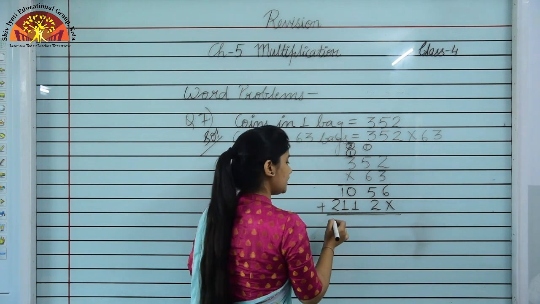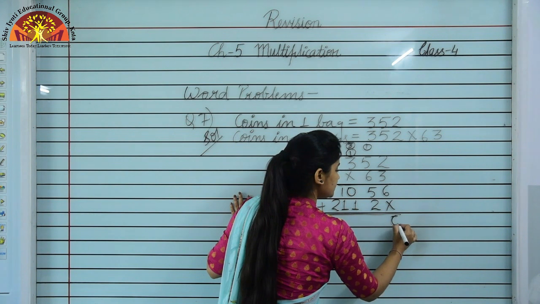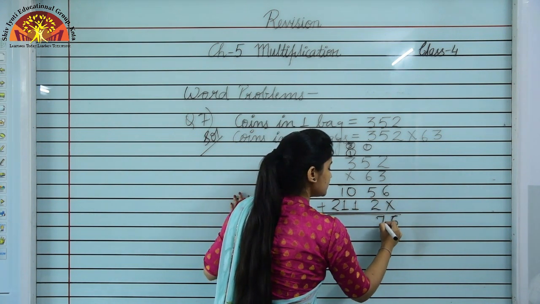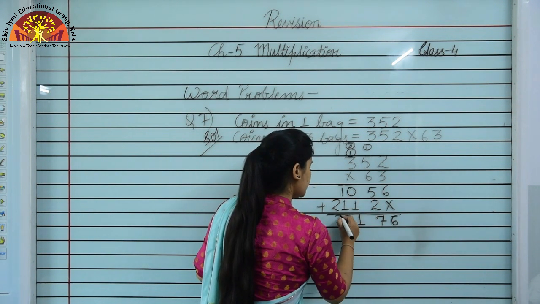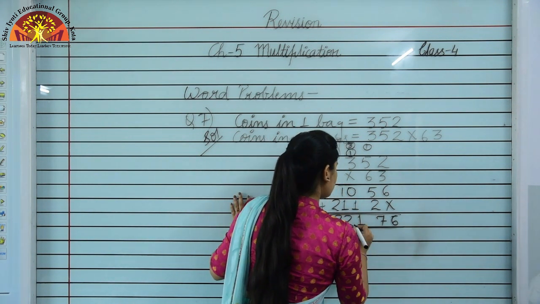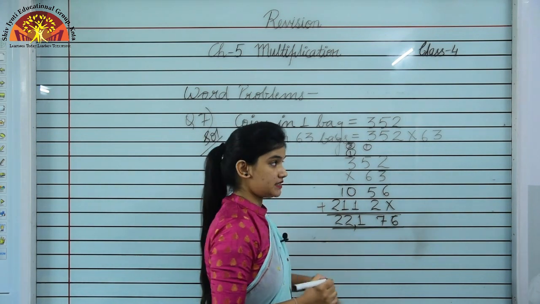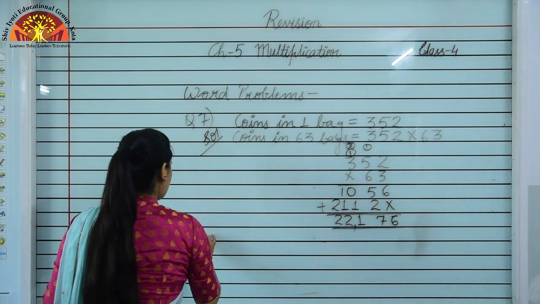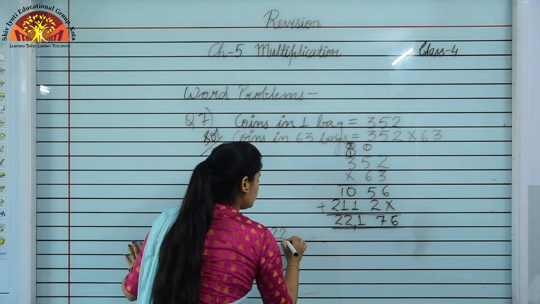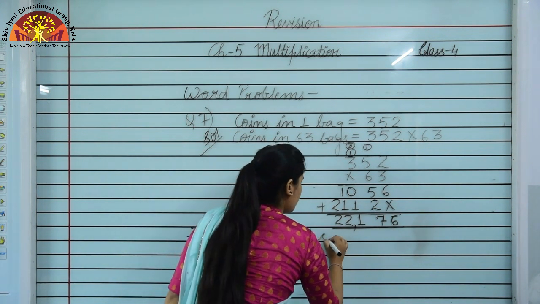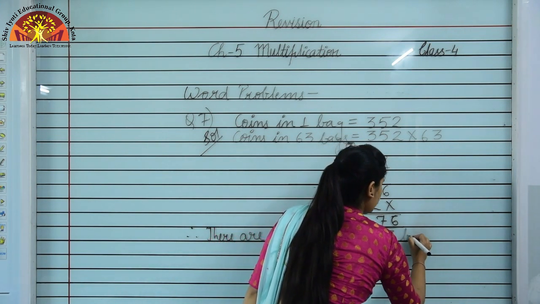Now we have to find the addition of these two numbers. 6 plus 0 will be 6, 5 plus 2, 7, 0 plus 1, 1, 1 plus 1, 2 and 2 as it is. So students, the answer is 22,176. It means therefore there are 22,176 coins in 63 bags.